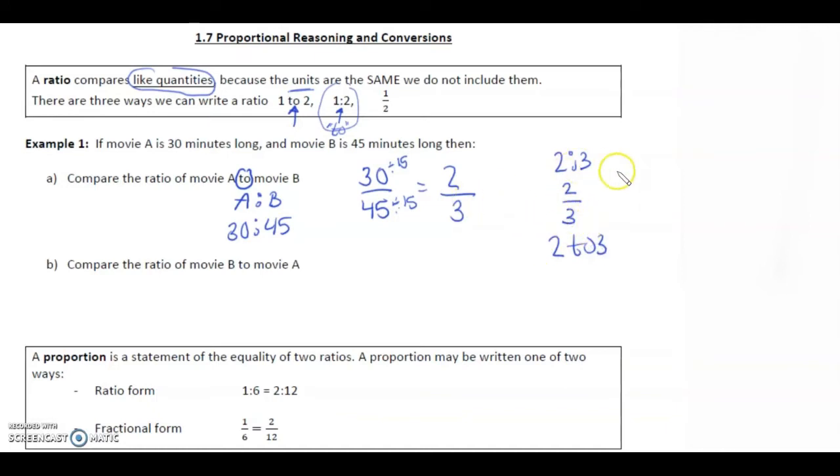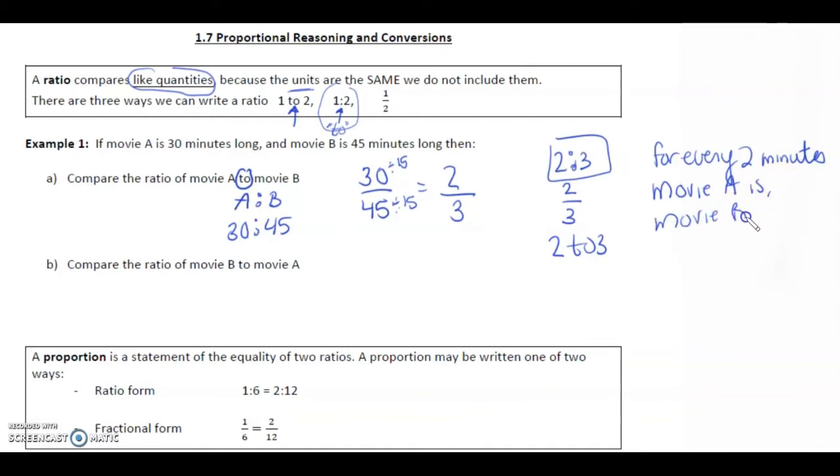Okay, and what this actually means is, instead of just saying, for every 30 minutes, movie B is 45 minutes, we can quote this as the simple ratio of 2 to 3. For every 2 minutes movie A is, we say movie B is 3 minutes.